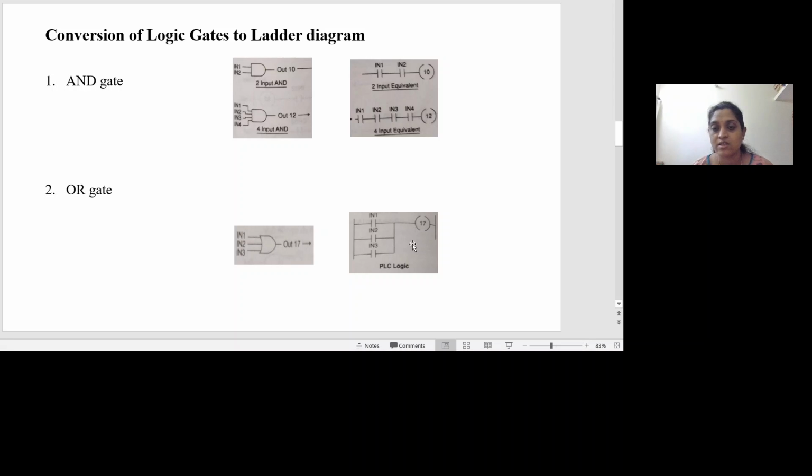Now I will take a case wherein only one contact is energized. Let me take IN3 is energized. So it closes, whereas IN2 and IN1 will be open. So in that case, a connection is established between the two rails through IN3 and the output coil is energized. Now let me take a case wherein all the three contacts are not energized. In that case, there is no connection between the rails, so the coil is not energized.